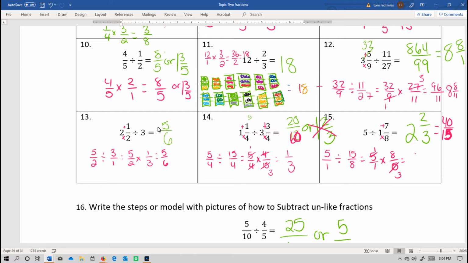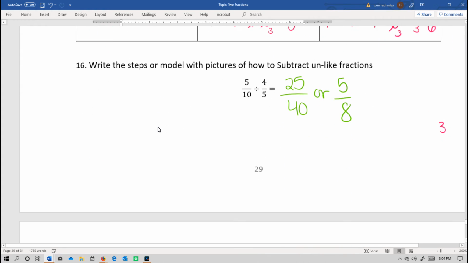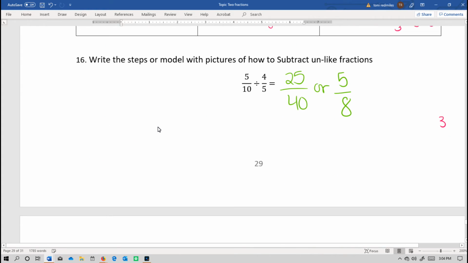So up top I have 8. On the bottom I have 3. 3 goes into 8 2 times with 2 left over. All right, the steps or a model with pictures of how to subtract unlike fractions. This should be how to divide. Hopefully, if you have a newer version, that is corrected on it.